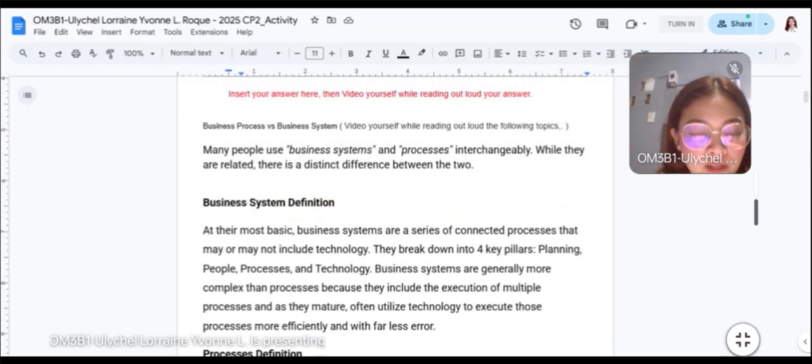Business process versus business system. Many people use business system and processes interchangeably. While they are related, there is a distinct difference between the two.